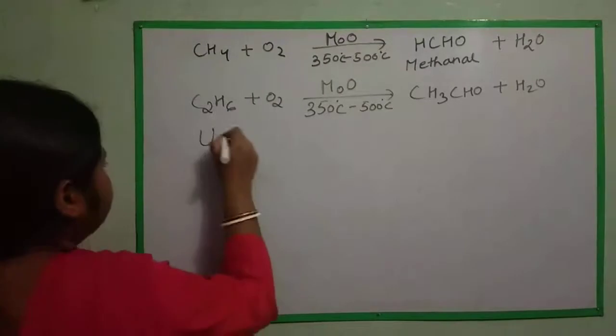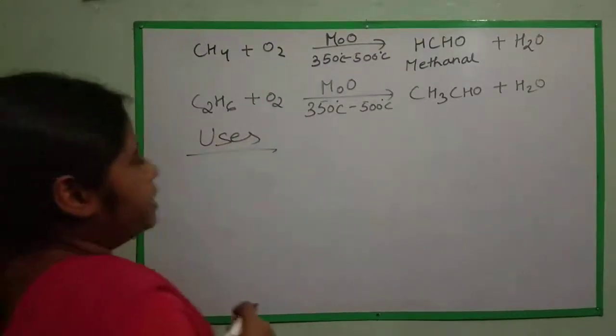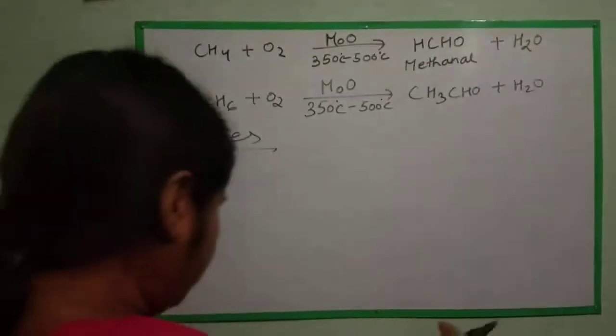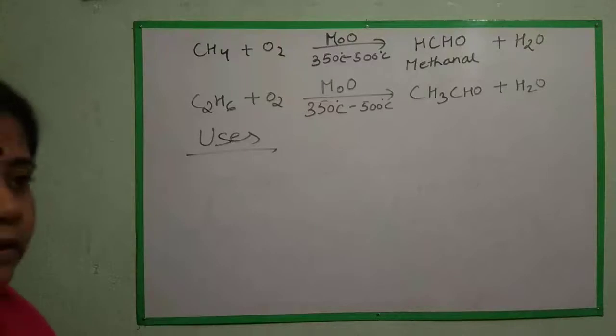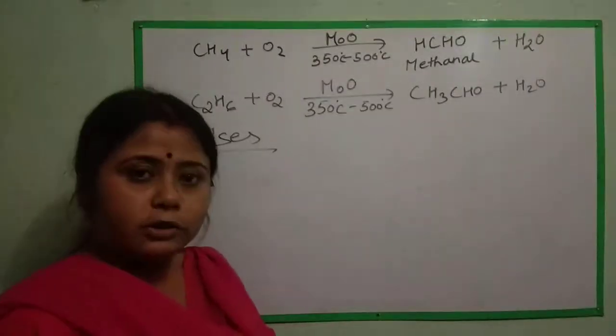Now if we move on to the uses of methane and ethane. Methane is used as a natural gas. It is an easily combustible gas. That's why we are using it for cooking purposes. Another thing, methane and ethane are also used as a pigment in shoe polish.